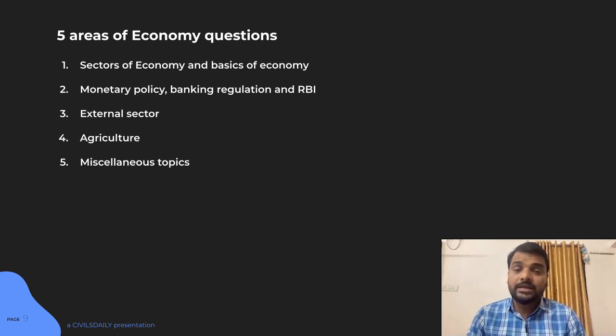All the terms related to agriculture: subsidies given, some measures that have been taken, some technology that has been adopted, and then MSP and other related topics.